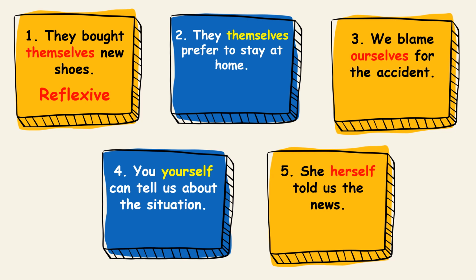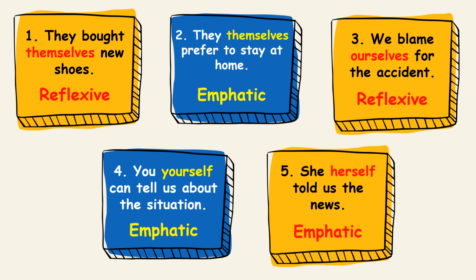Second one, themselves. It is emphasizing. So it is an emphatic pronoun. Third one, ourselves. Again it is reflecting the action. So it is a reflexive pronoun. And the fourth one, yourself. It is again emphasizing. So it is an emphatic pronoun. And the last one, herself. It is emphasizing the action. So it is an emphatic pronoun.